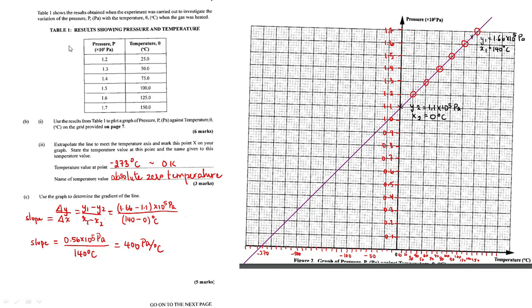Then we are given a table showing the results of pressure and temperature. Table 1 shows the results obtained when the experiment was carried out to investigate the variation of the pressure with the temperature in degrees Celsius, with pressure in pascals, when the gas is heated. It says use the results from table 1 to plot a graph of pressure in Pa against temperature in degrees Celsius on the grid above on page 7. So I put the graph right next to it, and it was a landscape graph.